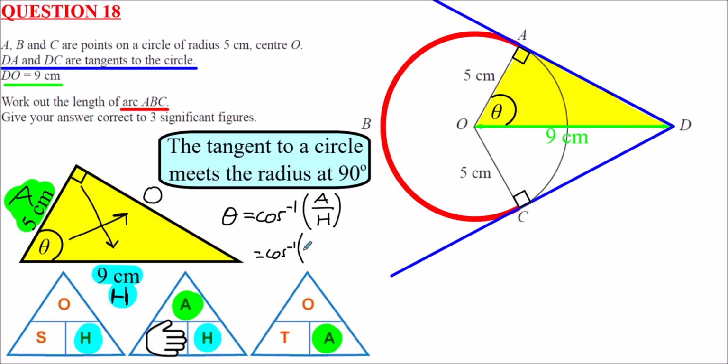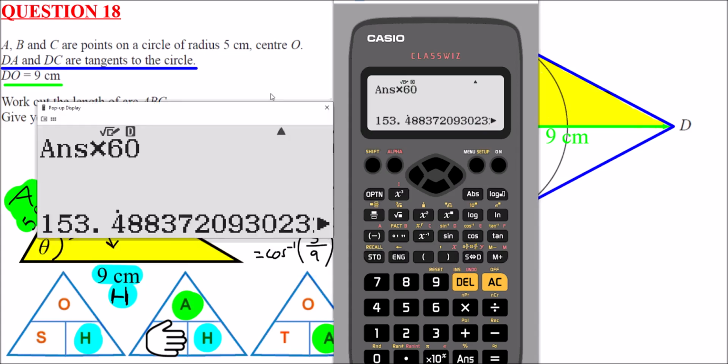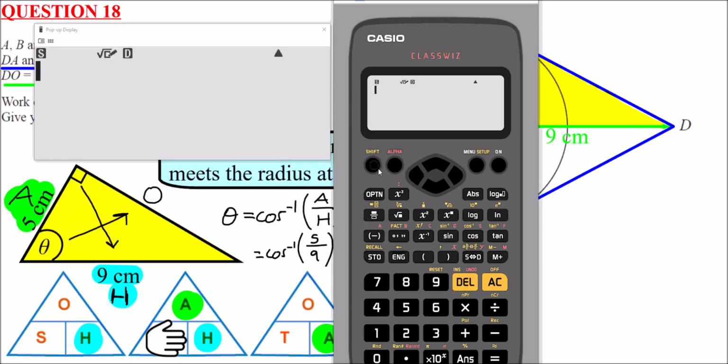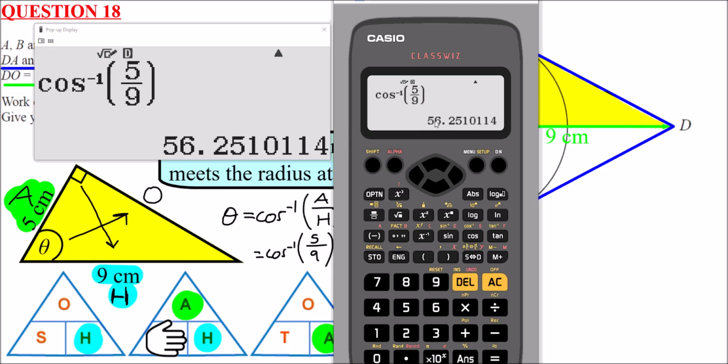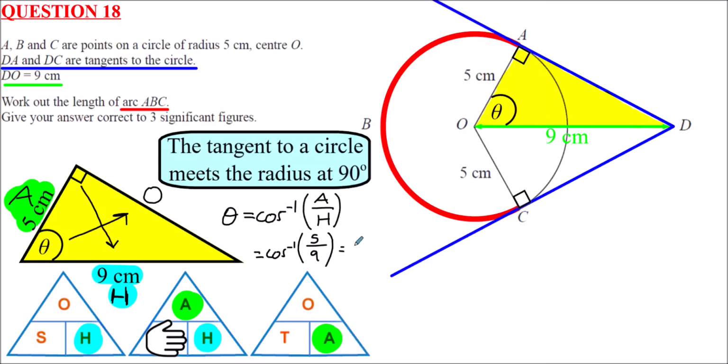So that's cos minus 1. The adjacent is 5. The hypotenuse is 9. So cos minus 1 of 5/9. The way we do this is shift cos, tap the fraction button, 5 on the top, 9 on the bottom, close brackets, press equals. We get 56.251 and so on and so on. So 56.251 degrees.